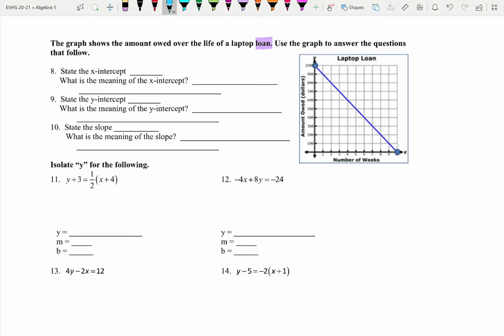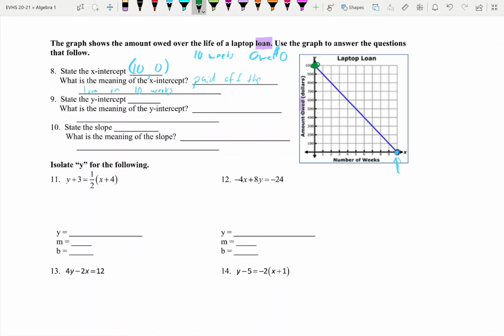State the x-intercept. Okay, x-intercept is where y is 0, which is going to happen right there. So right here. So it looks like that happens at 10, 0. Now, that means that in 10 weeks, we owe, now that word owe here is important, we owe $0. Now, the way that we interpret that, if you're paying a loan off and you owe somebody money, when you finally owe $0, that means you paid them off. So we paid off the loan in 10 weeks.